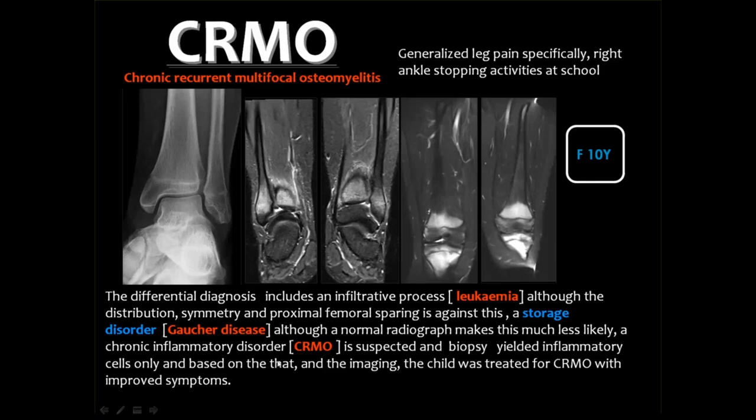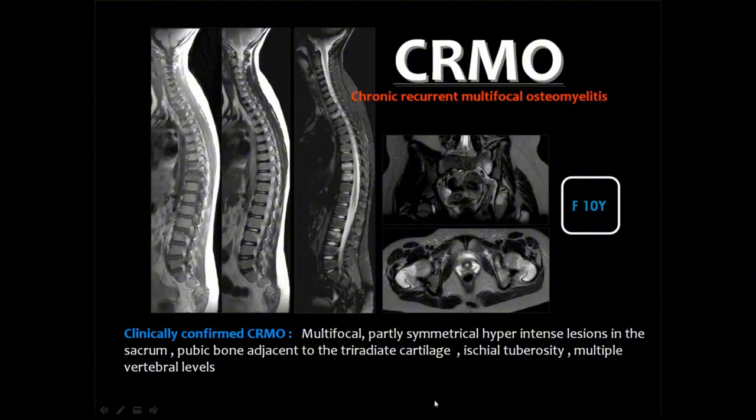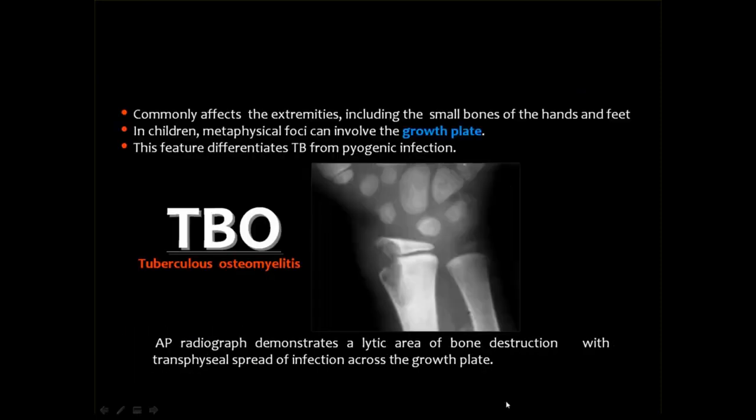Then they thought of the possibility of CRMO, and they did a biopsy which yielded inflammatory cells only, but no organism, and on these findings they reached the diagnosis of chronic recurrent multifocal osteomyelitis. And this is another case, and you see the affection of the proximal femora, and you got some lesions in the sacrum and iliac bone and also in the vertebrae.